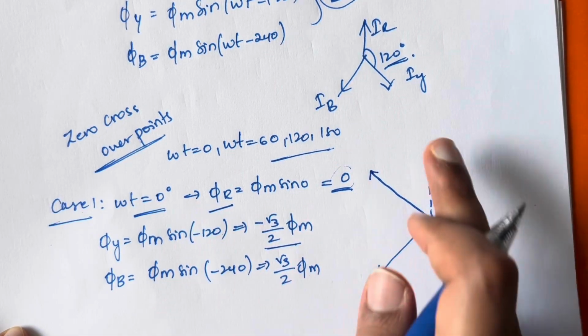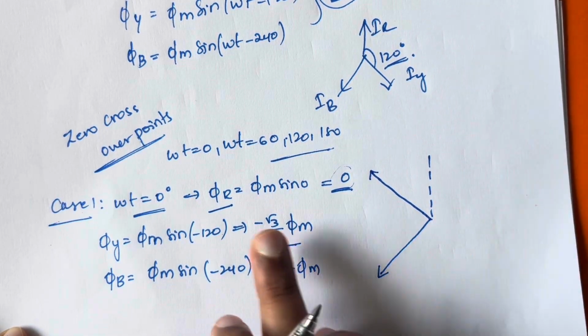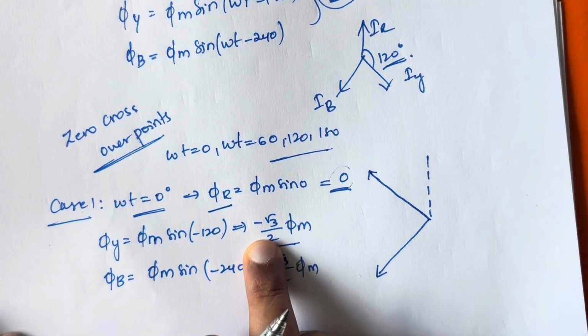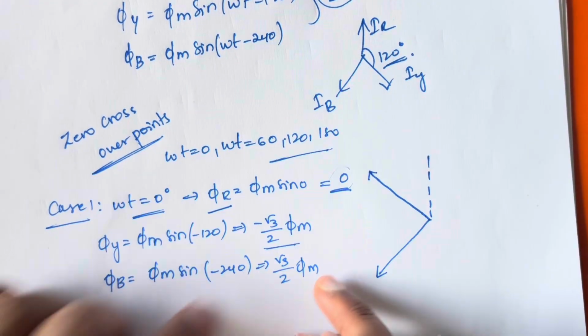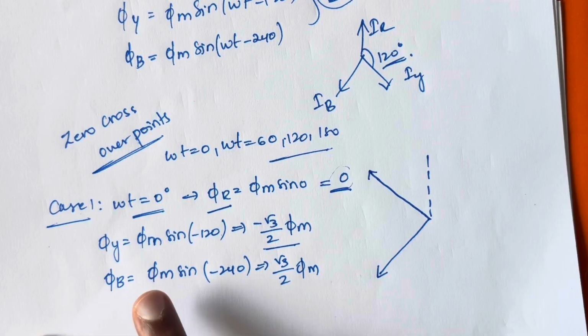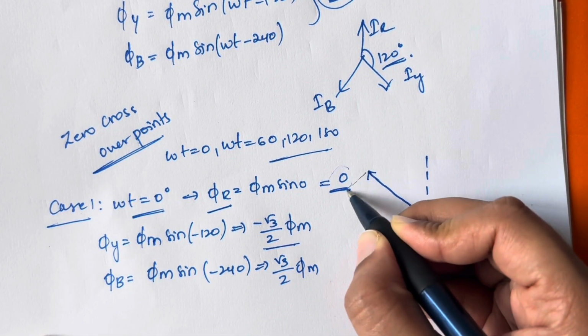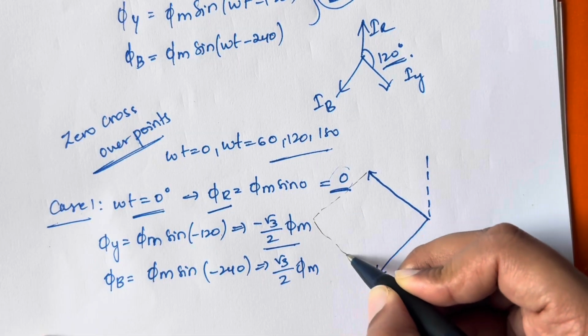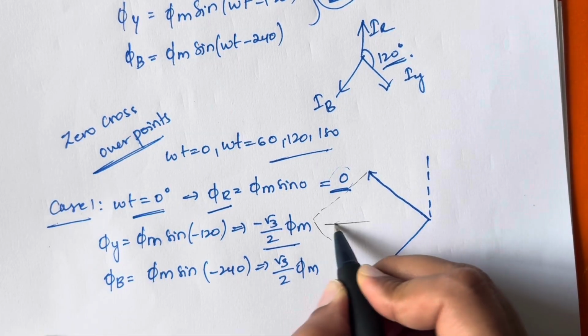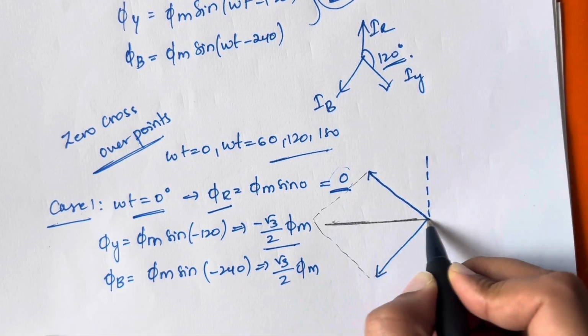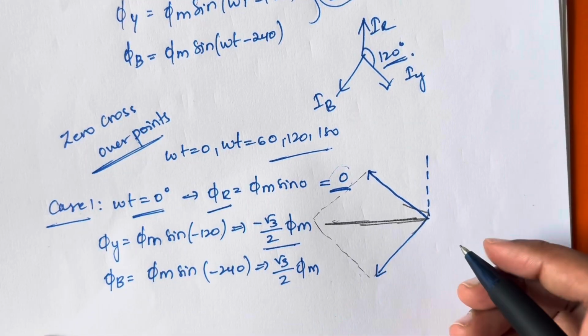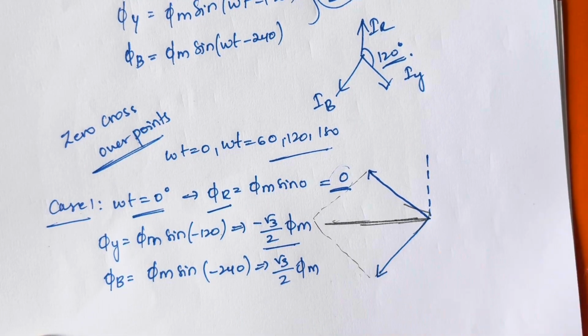Since the R component is 0, we are not drawing any R component, and since the Y component is negative, you are drawing it opposite to the original one, and since B is positive itself, you are drawing it in the original direction only. If you imagine this as a parallelogram, this is going to be the resultant, right? The exact middle one is going to be the resultant. So how do you calculate the resultant?